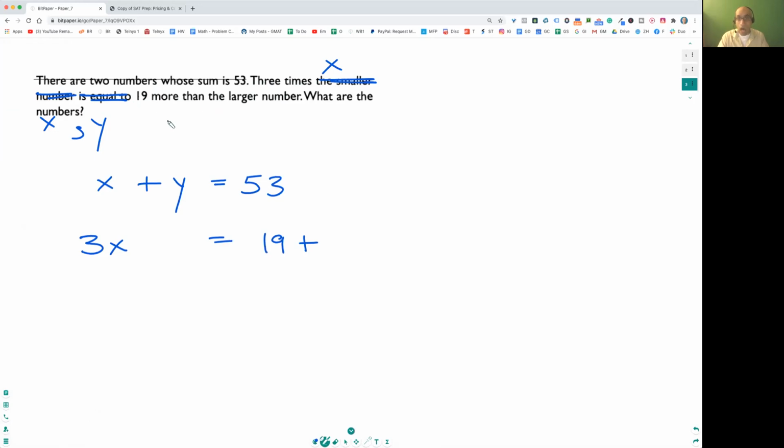That means $19 more. Think about $19 more. $19 more means you add it, right? I've got $19 more than 100. You add 19 to 100, right? The same way, 19 more than the larger number. There's only another number left, which is Y, right?